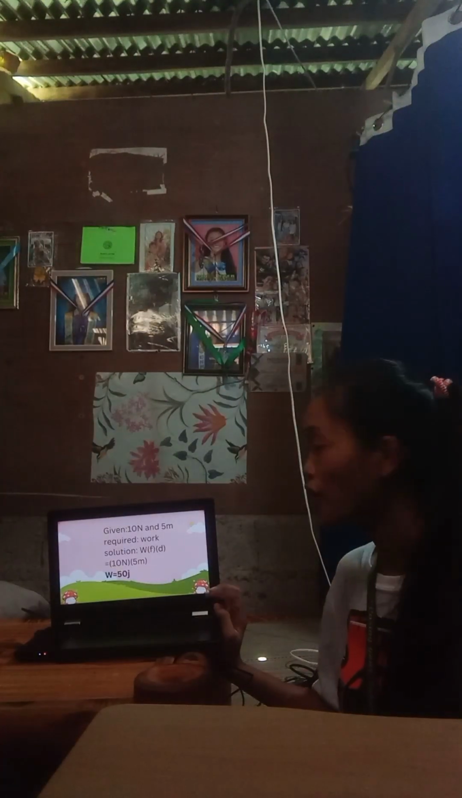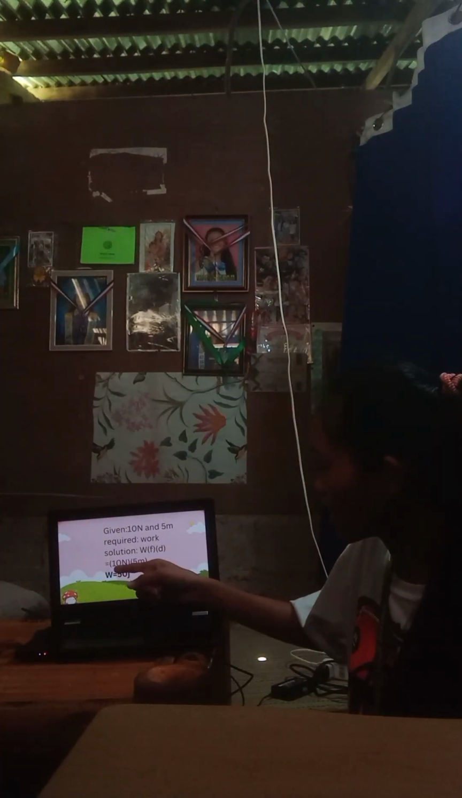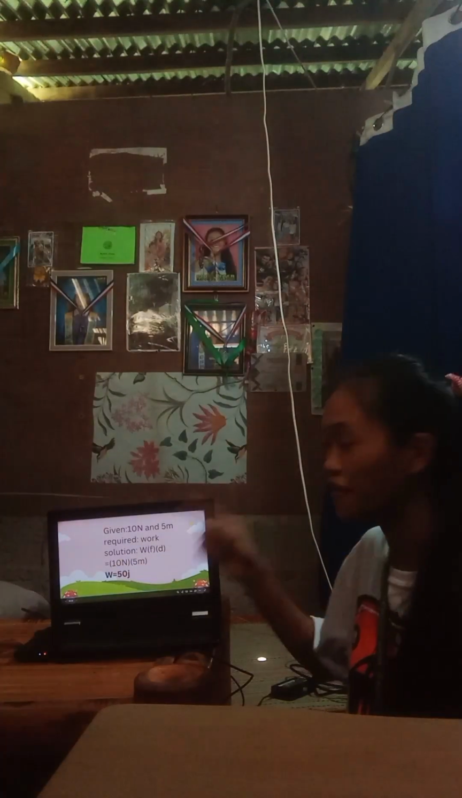I have here an example. A person applies a force of 10 Newton to push a box 5 meters. How much work is done? So let's solve it. The given is 10 Newton and 5 meter. The required is work, and the solution is work equals force times distance. So here, 10 N times 5 meter equals 50 joule.